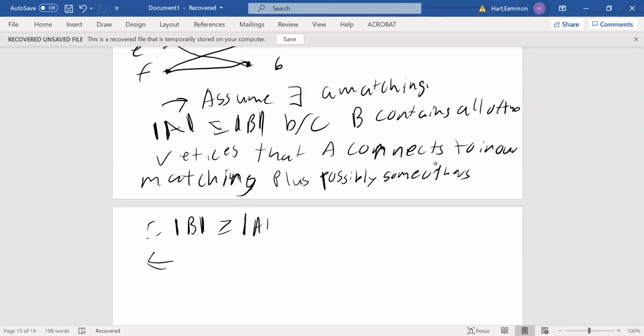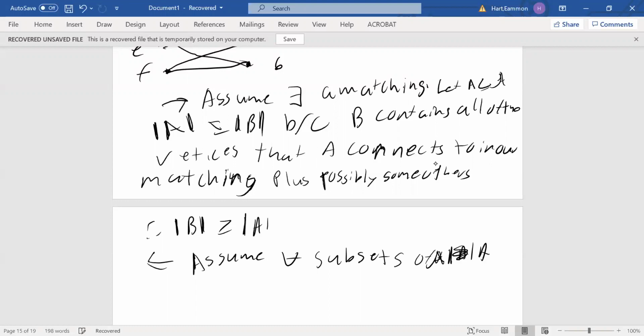So we assume for all subsets, let A be any subset of alpha, that the cardinality of A is less than or equal to the cardinality of B, and we wish to show that there exists a matching.